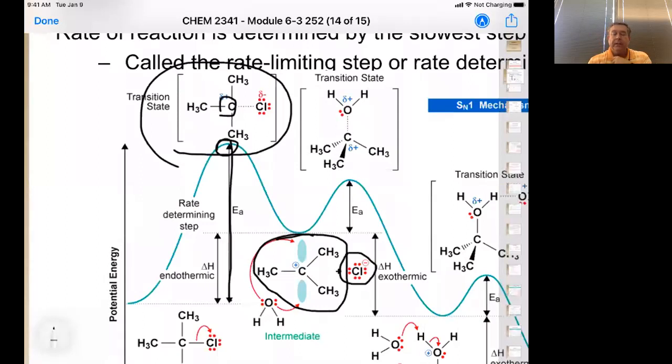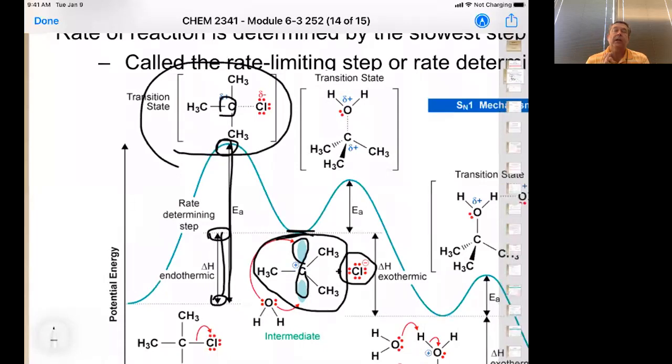Okay, notice that this intermediate right here is still very reactive. Okay, and it's higher in energy than the starting material. So it's really reactive because it just stored a bunch of energy and it's trying to react to get rid of it. Now, the cool thing is we have this p orbital now.